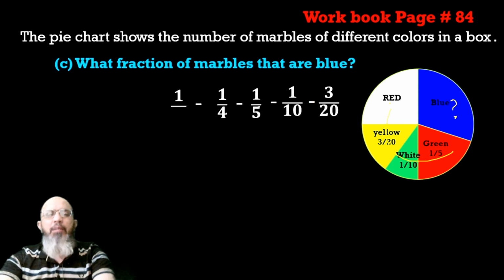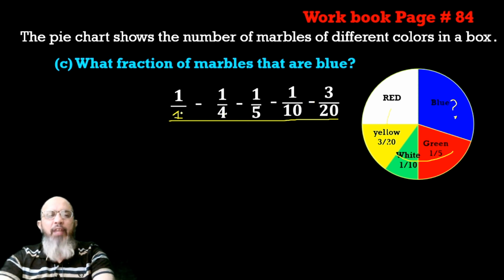So we will subtract all these fractions from 1, right? 1 over 4, 1 over 5, 1. So now what to do? You have to make the denominator same. So what is the denominator of 1? I write 1. So we have to make the denominators same.